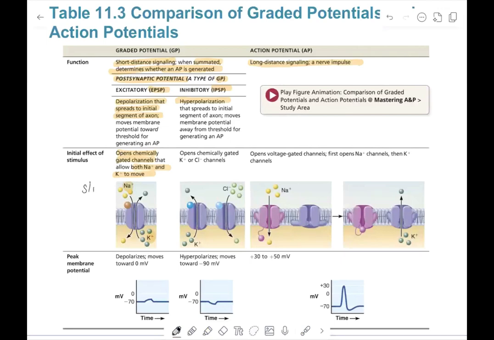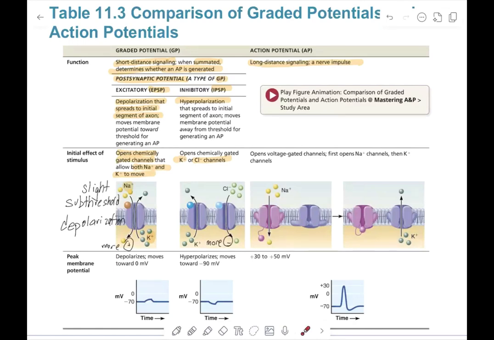This is why it's only a slight sub-threshold depolarization. If it's an IPSP, an inhibitory postsynaptic potential, it opens chemically gated potassium channels or chloride gated channels. And we have to think of the net result. So the inside is going to become more negative. That's what hyperpolarization means, whereas depolarization means that it becomes more positive.